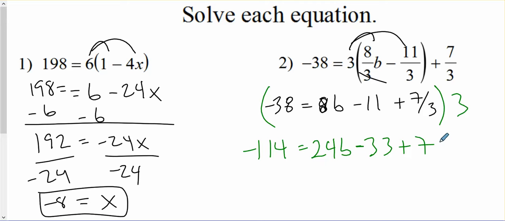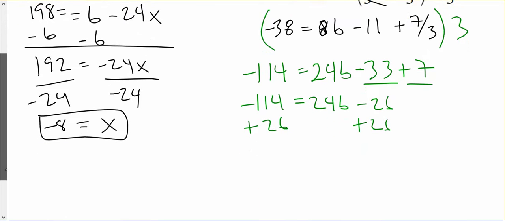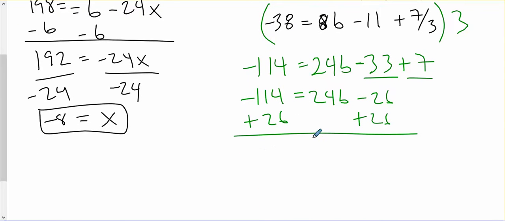So now we can simplify. We've got negative 114 equals 24b. Negative 33 and 7 make negative 26. We're going to add 26 to both sides. And we get 24b equals negative 88.